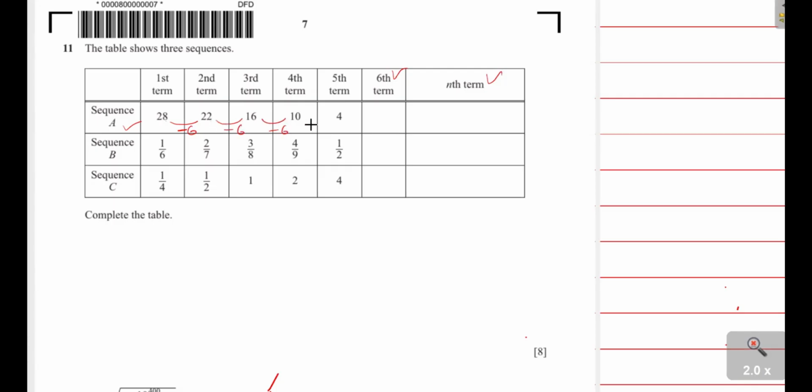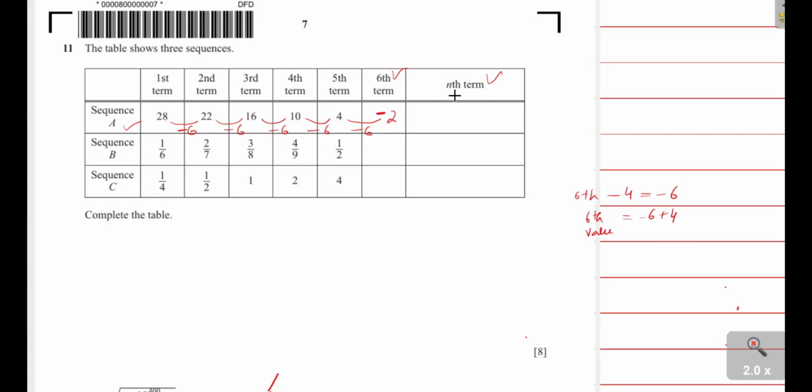And next is minus 6. Last value difference also minus 6. Therefore, the next value difference will be minus 6. And we can write this sixth value minus fifth value is 4 equal to minus 6. Therefore, sixth value will be equal to minus 6 plus 4. This will be equal to minus 2.